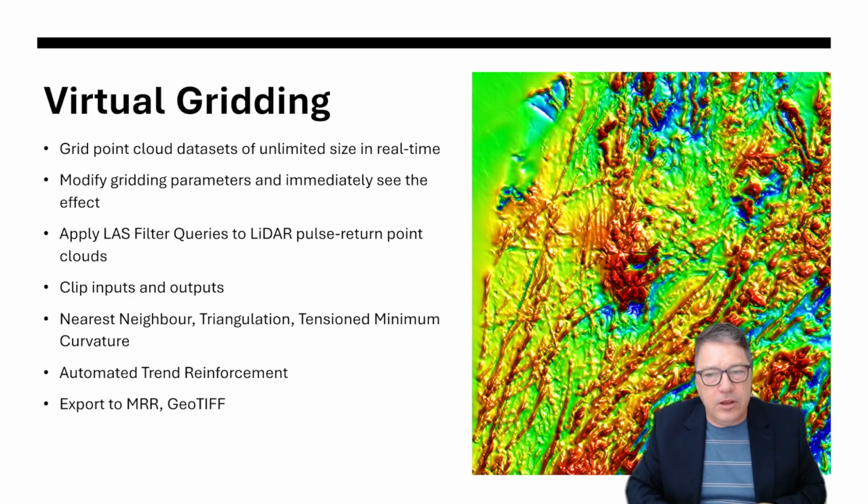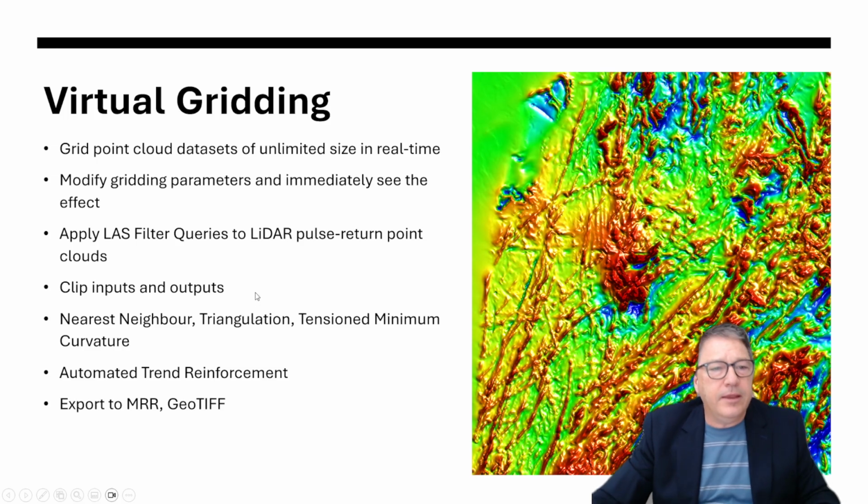The virtual gridding operation will take that MRP file or multiple MRP files, apply your gridding parameters, and in real time grid the data at any scale. So it doesn't matter how large the data set is, you can grid it in real time using this methodology. And then once you're happy with your gridding parameters, then you can use the export function to export your virtual raster out to a standard raster like a GeoTIFF.